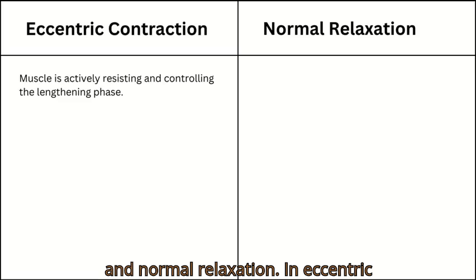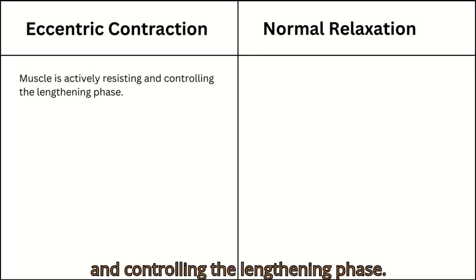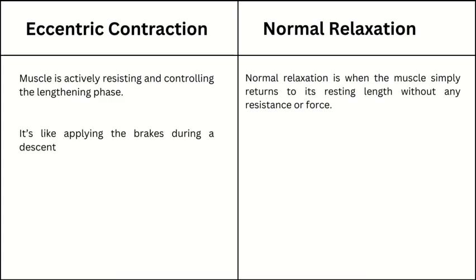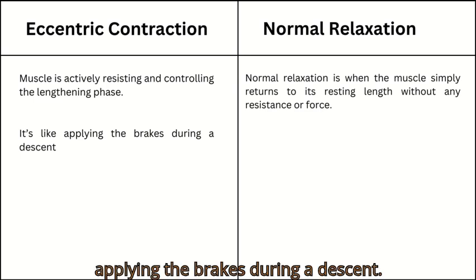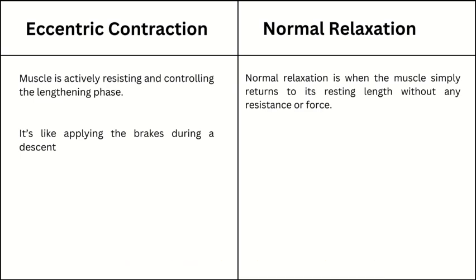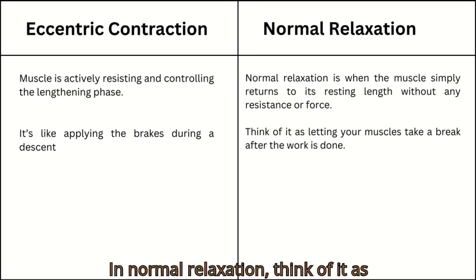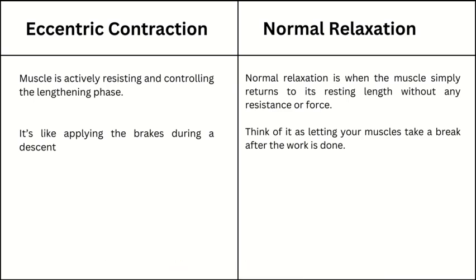Difference between eccentric contraction and normal relaxation. In eccentric contraction, the muscle is actively resisting and controlling the lengthening phase. But in normal relaxation, the muscle simply returns to its resting length without any resistance or force. In eccentric contraction, it's like applying the brakes during a descent. In normal relaxation, think of it as letting your muscles take a break after the work is done.